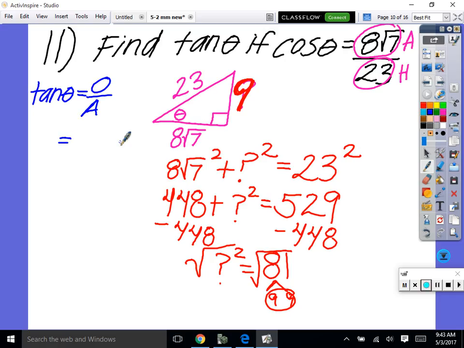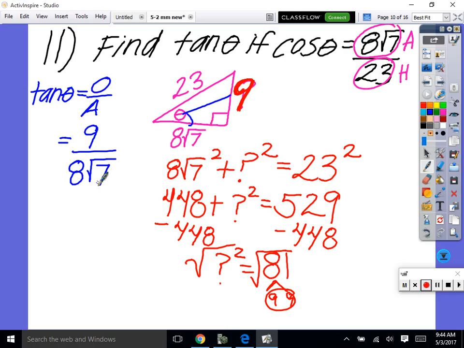So go to theta. What's your opposite side? 9. What's our adjacent side? 8 root 7. And then you'd say, okay, cool, that is my answer. I found tangent. Tangent's opposite over adjacent. I've done that. Does my answer simplify? 9 and 8 don't have anything in common. And you can never divide something that's under a radical with something that's not. So we're good. This is our answer.